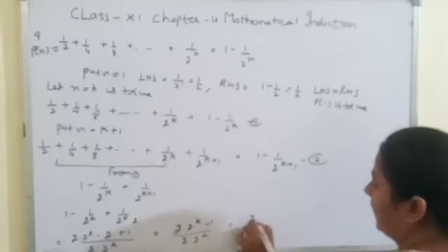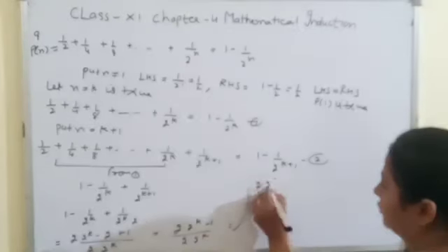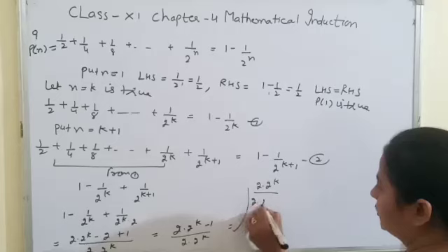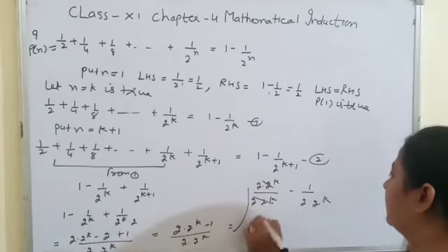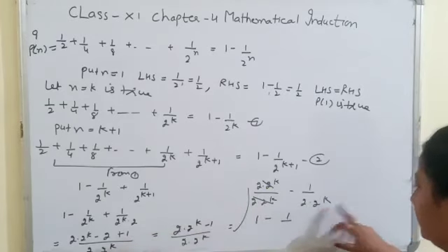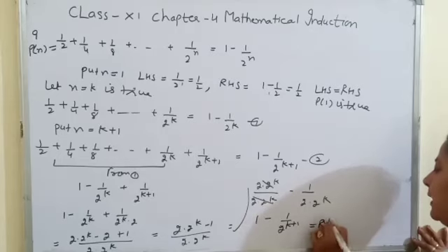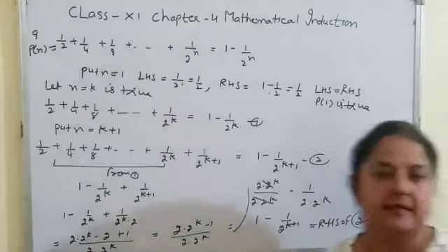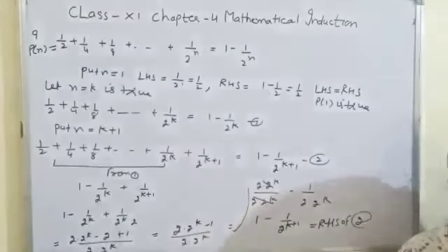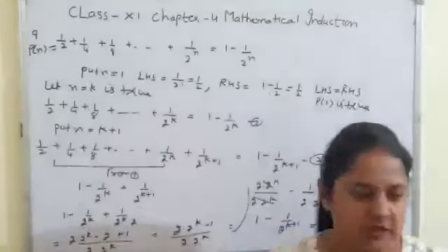So we can write it 2 into 2 power k upon 2 into 2 power k minus 1 upon 2 into 2 power k. This will become 1, and here bases are same, so we can add their powers, which is equal to the right hand side of the second, which we have to prove. Hence we can say that by using the principle of mathematical induction, Pk plus 1 is true whenever Pk is true. This was the result for question 9.